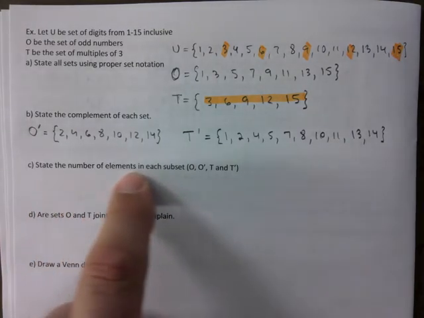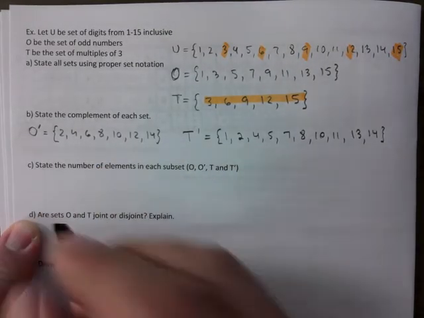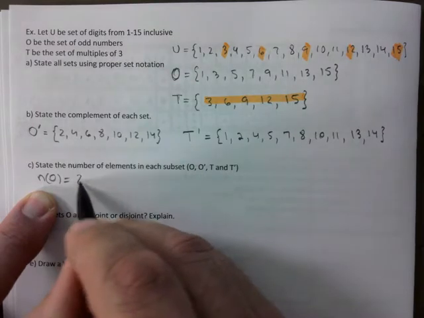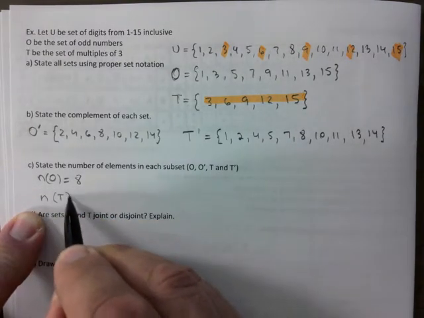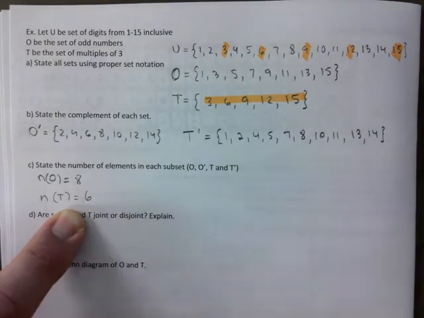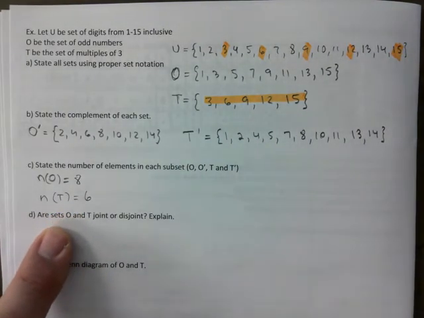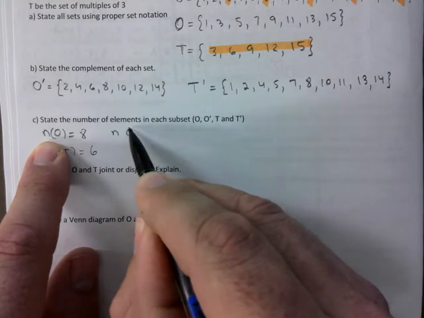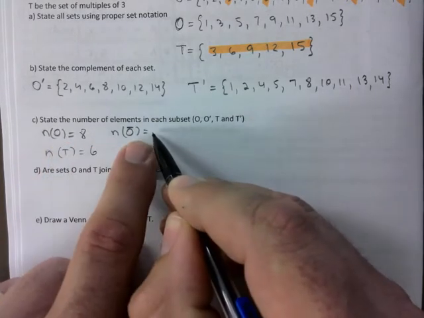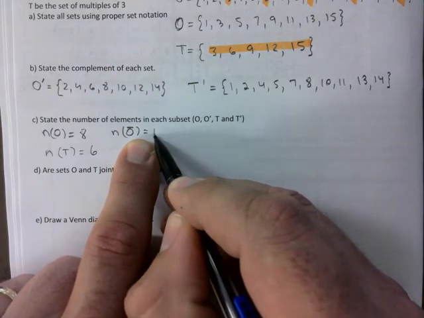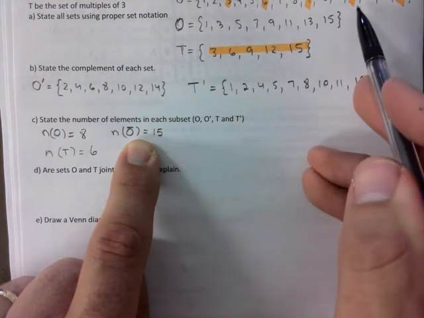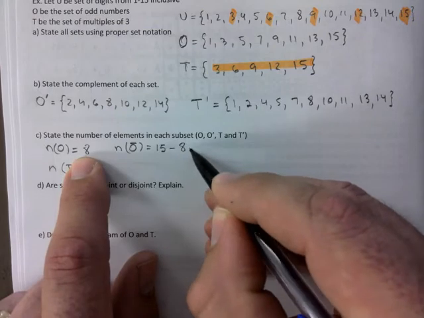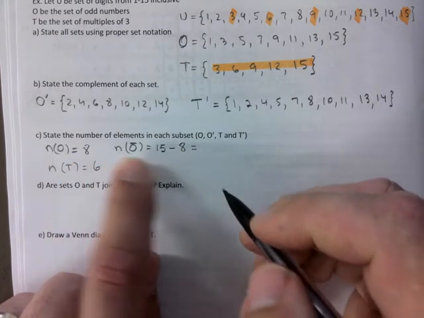Okay, state the number of elements in each of the subsets. N of O, we can just go count, right? 2, 4, 6, 8. N of T, there are 6 in there. And I do that for a reason. I do those two first because I'm going to go right next to it. Watch this, guys. N of O naught. I'm just going to go, what's my universal again? 15, right? There are 15 numbers from 1 to 15. So you can see that there. 1 to 15 is 15. I'm going to subtract 8 from it. Okay, so I'm left with 7.